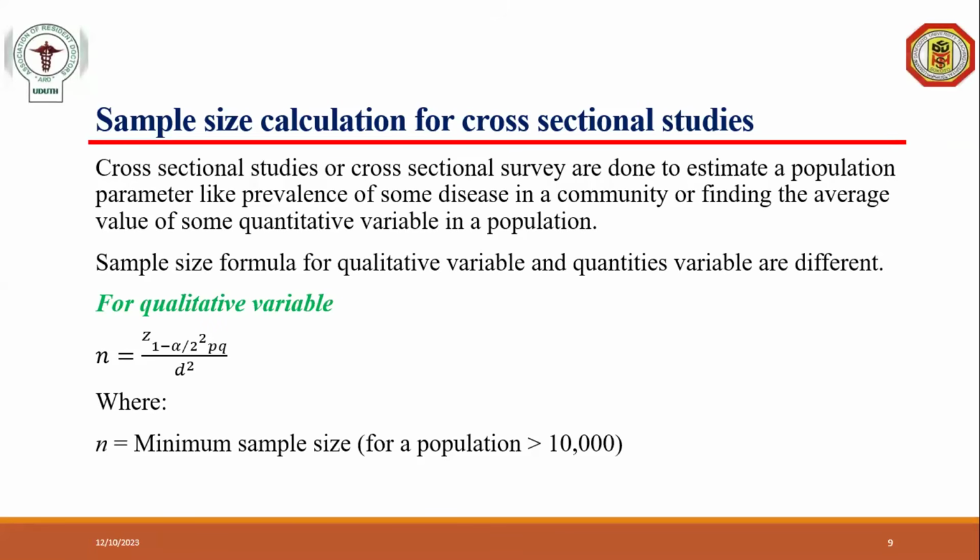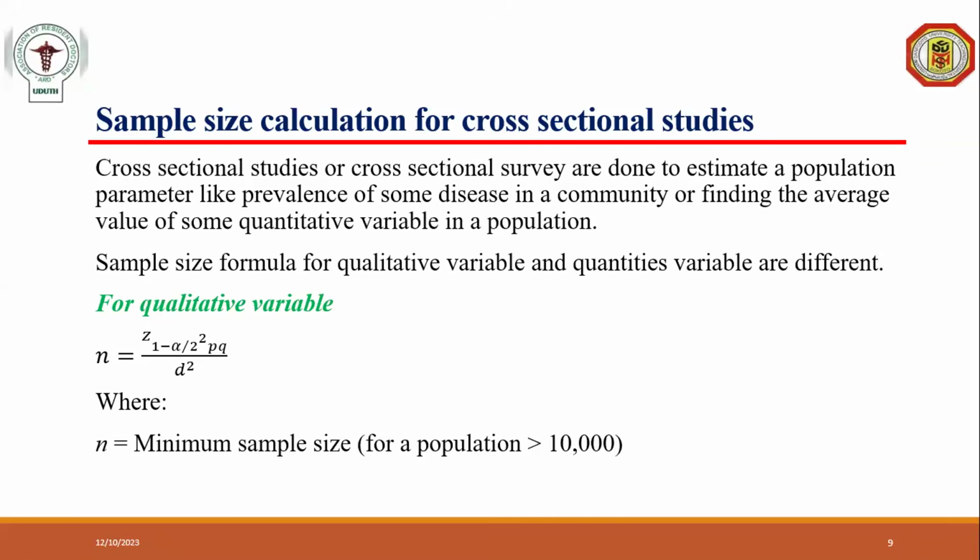The outcome is of two types. It's either quantitative outcome or qualitative outcome. If your outcome is qualitative, that means you are going to present your outcome in terms of category, then this is the formula you are going to use. N is equal to Z alpha over 2 squared PQ all over D squared.